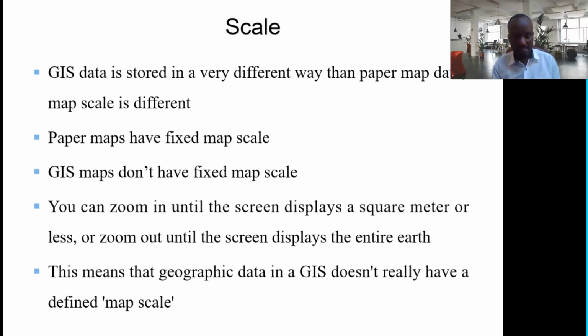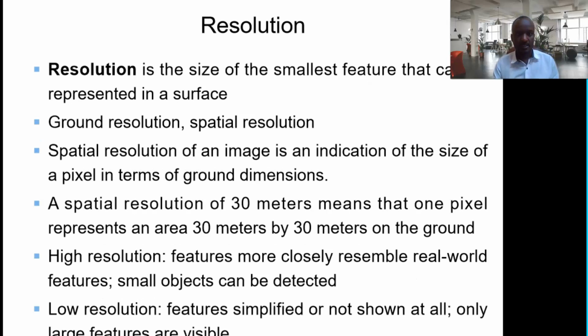So in GIS, data is stored in a very different way than paper map data, so map scale is different. Paper maps have a fixed map scale, while GIS maps don't have a fixed map scale. As you zoom out, the scale is reduced. As we zoom in, the scale increases. So this means that geographic data in a GIS doesn't really have a defined map scale.